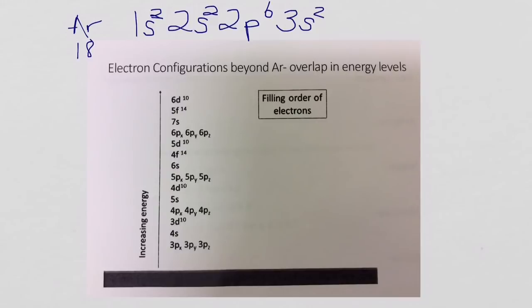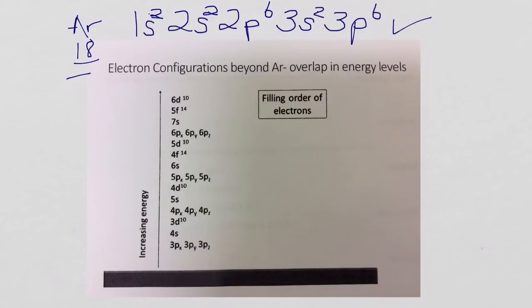How many can we put there? 2. Okay, now we still have 6 more to go, right? And so those are going to go in the 3p6. And now we have 6 plus 2 is 8, plus 6 more is 14, plus 4 more is 18 electrons, so that's argon. So we know that's right. Okay, so what do we do after argon?